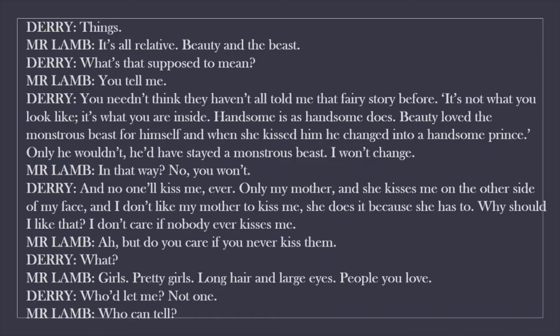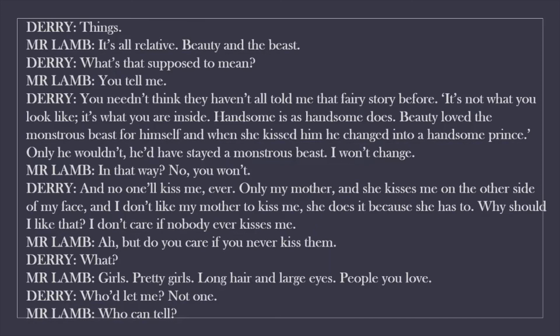Derry said that no one would ever kiss him because of his burnt, ugly face. Even his mother kissed him on the good side, the unburnt part of his face. He did not like this at all. He said he didn't care even if nobody kissed him.